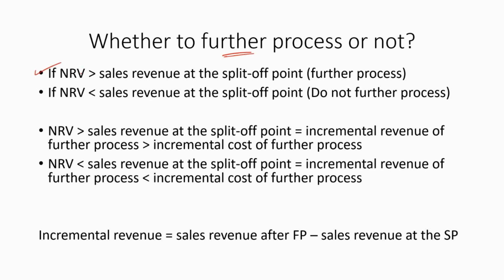If the net realizable value of a joint product is greater than the sales revenue at the split off point, we can decide to further process. If the net realizable value of a joint product is less than the sales revenue at the split off point, we can decide not to further process. We already know how to calculate the net realizable value of a joint product, which is equal to sales revenue after further processed minus cost of further processing.